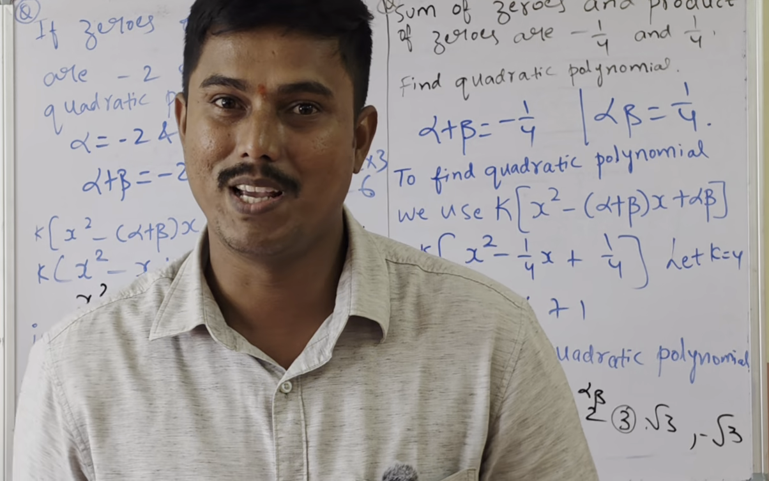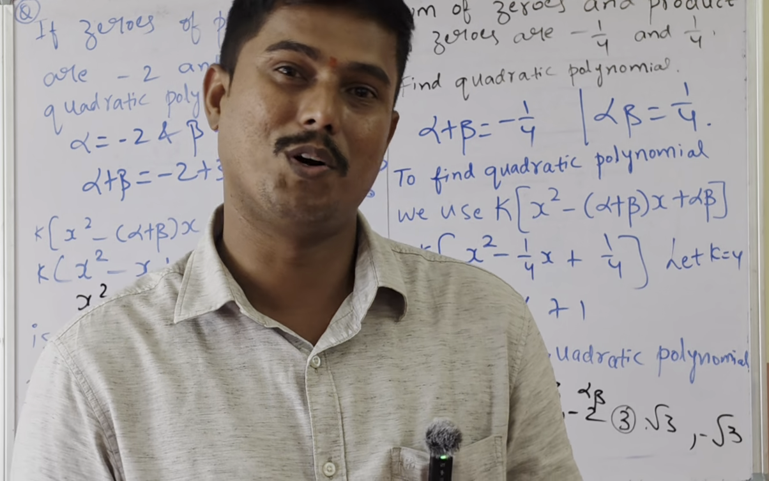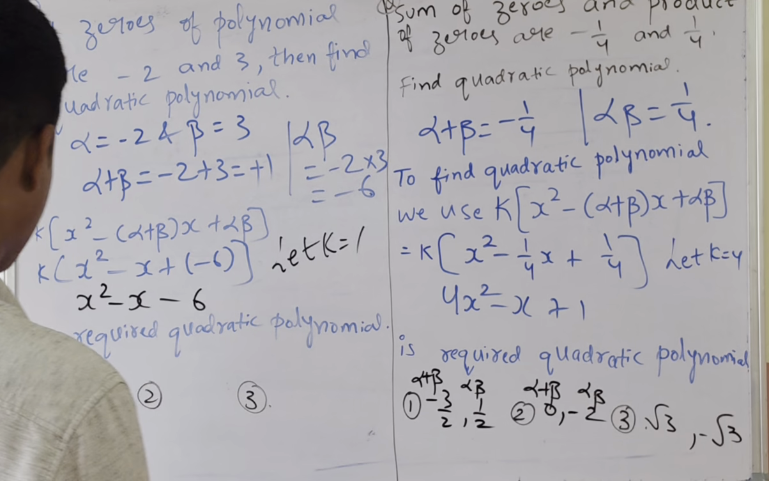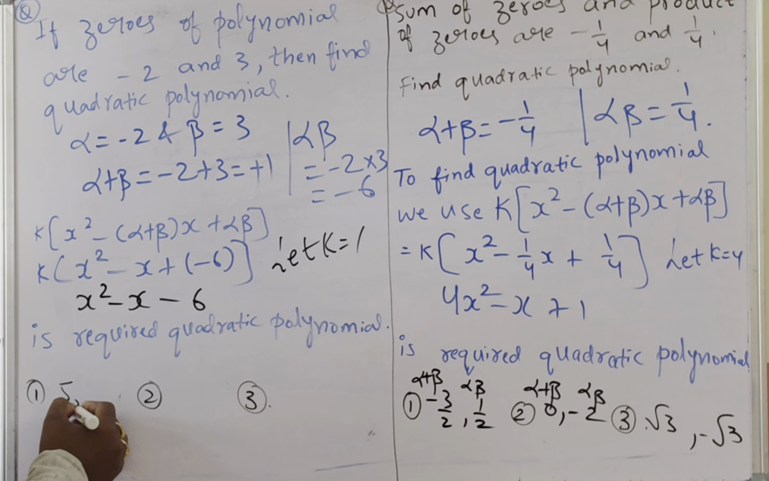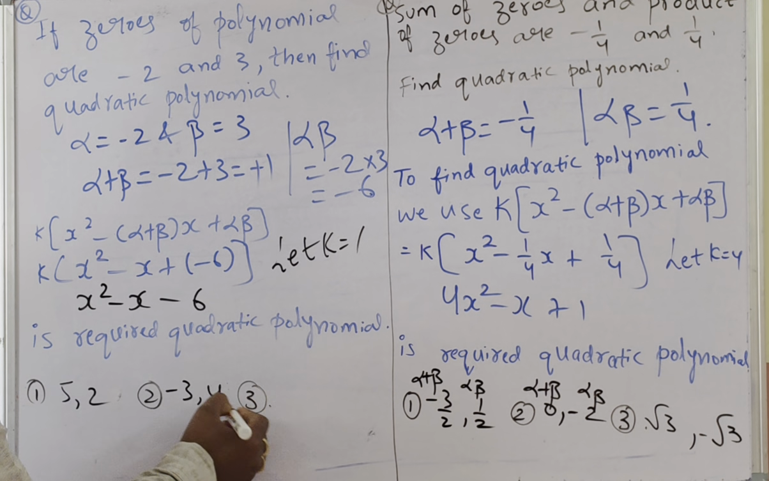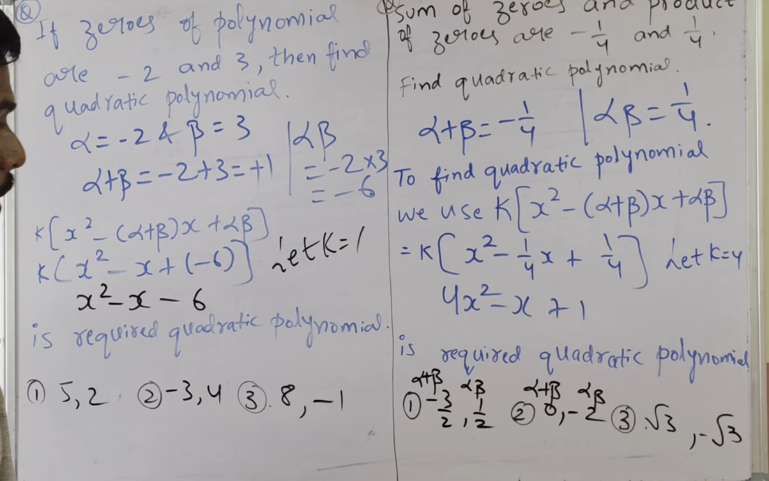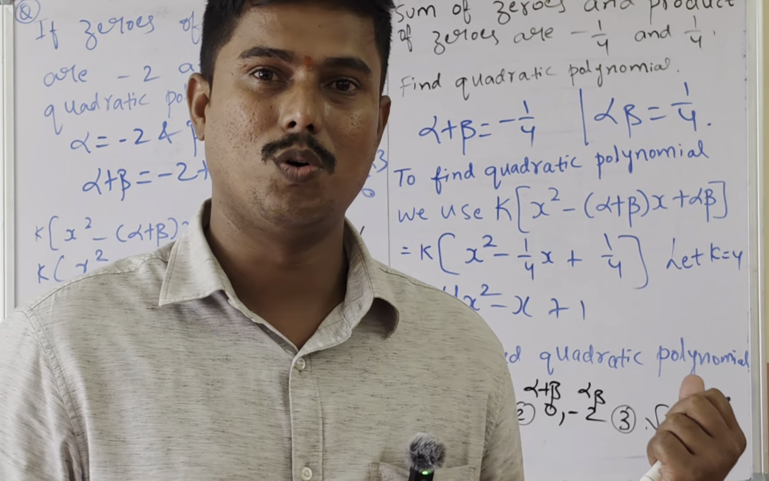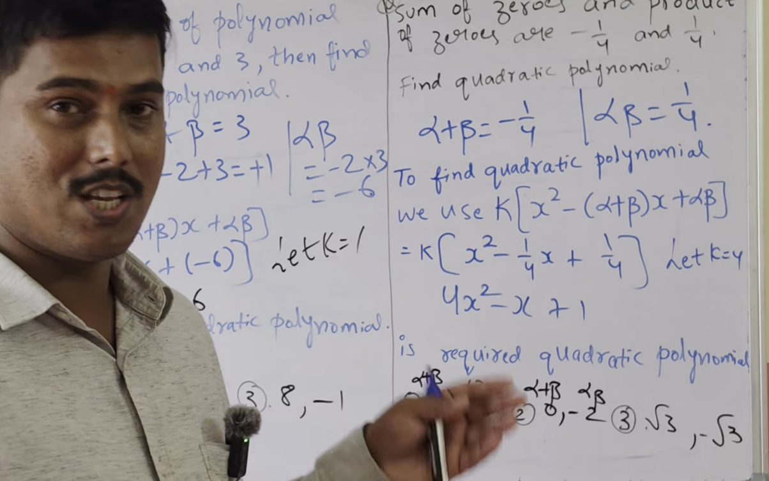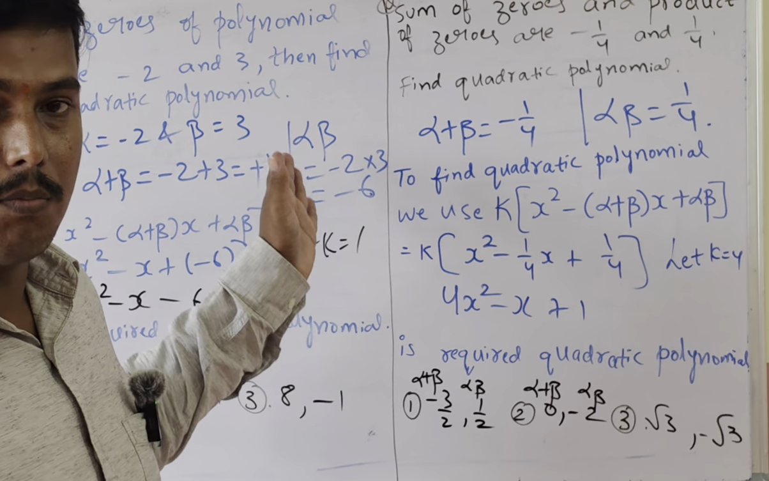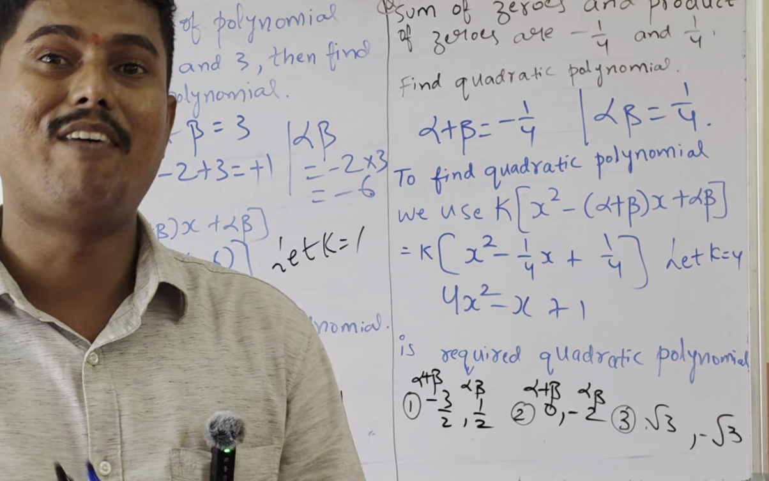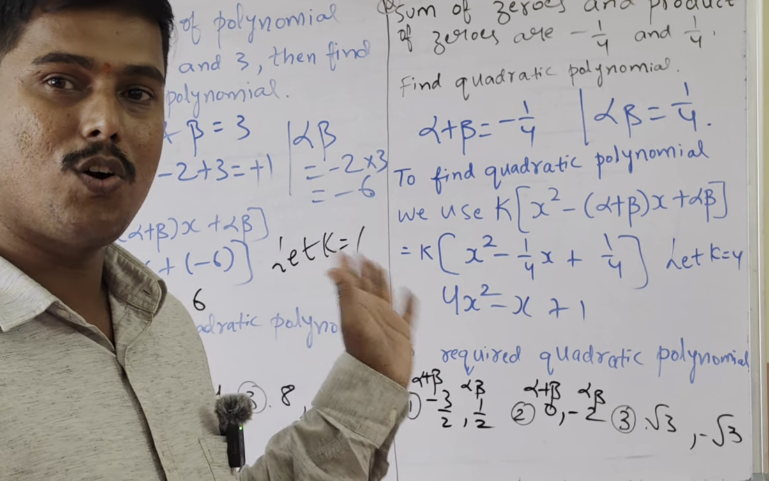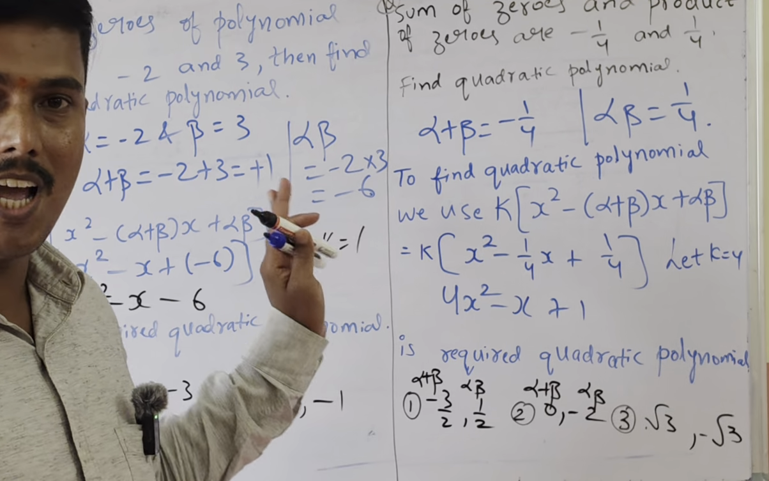We understood your basics. Now how to solve some homework questions? Absolutely correct. I'm going to give you some homework questions: 5 comma 2, minus 3 comma 4, 8 comma minus 1. Try to find the zeros over here, and when the zeros have been given, find the sum of zeros and product of zeros. After that you find a quadratic polynomial. So both concepts have been done.